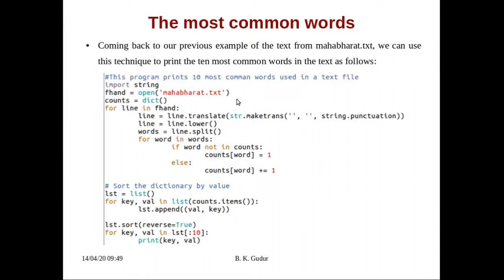Now say one more example we will see using tuples. An example of sorting is sorting the words of the text Mahabharata. If we take that previous example of text from Mahabharata.txt, we can use this technique, whatever we have seen just now, to print the 10 most common words in the text as follows. Say for example, I'm going to take a big text, and in that text I want to list which are the 10 most common words, which means the words which appear often, whose occurrences are higher.